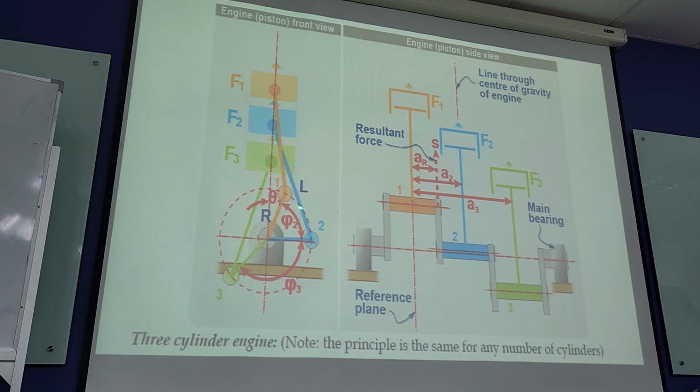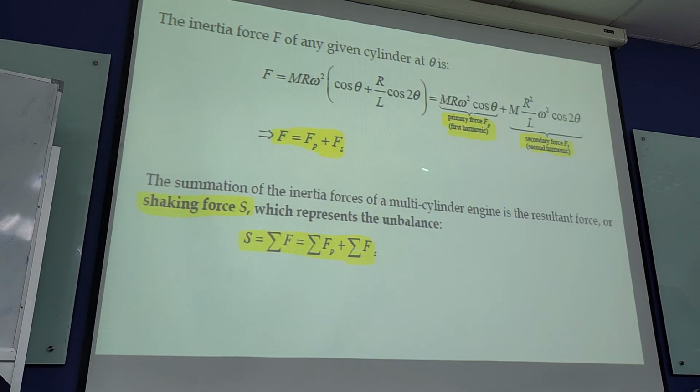The angle between 1 and 2 is phi2, then 2 and 3 is phi3. The horizontal distance from cylinder 1 to 2 is A2, and 1 to 3 is A3. If this shaking force is acting here, the distance from the first cylinder to the shaking force is the resultant distance A. Now these are the equations which we have done.